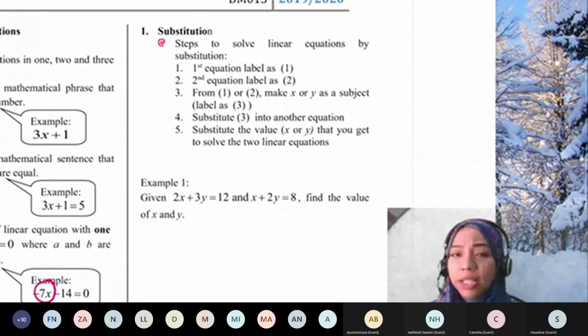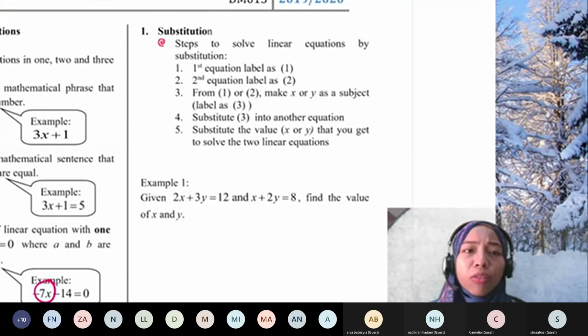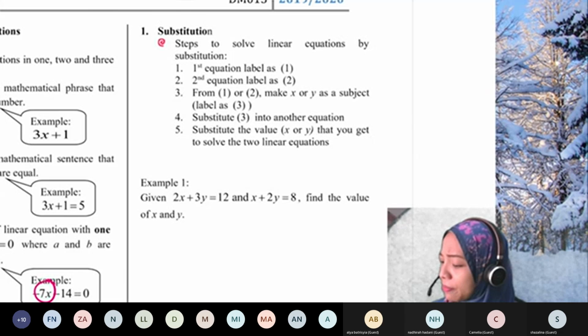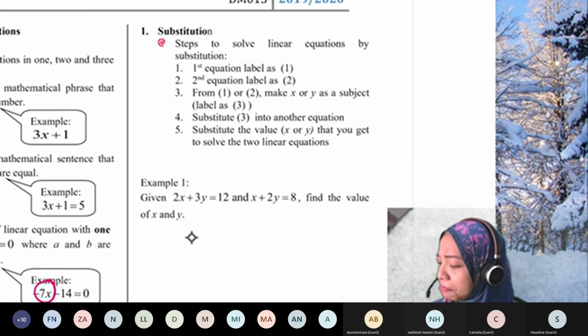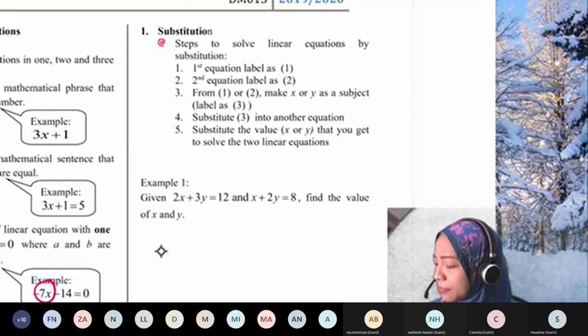Okay, ini substitution, that's why I ask you to try to solve because it's very easy. Betul tak? Semua orang dapat nilai x, y apa? Dapat, madam. Okay, berapa nilai X? 0. X is 0, Y equals to? 4. Okay.